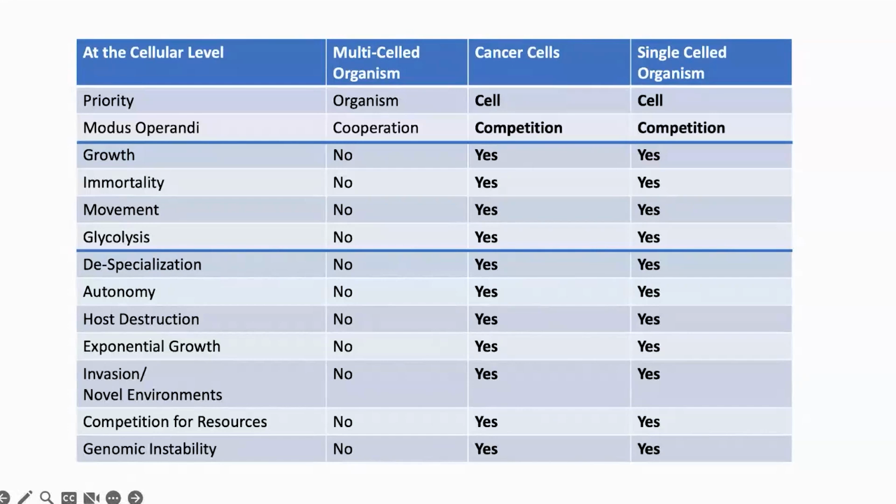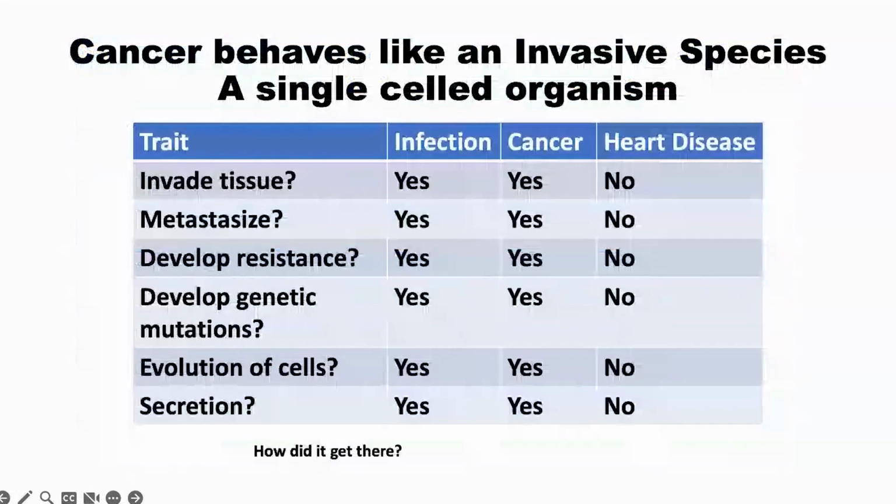So if you think about it, cancer behaves much like an invasive species, like a bacteria, or sometimes, I think, as you said, like a virus, right? If you think about infections and cancer, they're much more alike than other diseases. If you think about heart disease, for example, the other big one, do they invade tissue? Yes. Cancer, yes. Infections, yes. But heart disease doesn't all of a sudden invade the lung. Does it metastasize? For sure. Both infections and cancer do. But heart disease never metastasizes into something else.